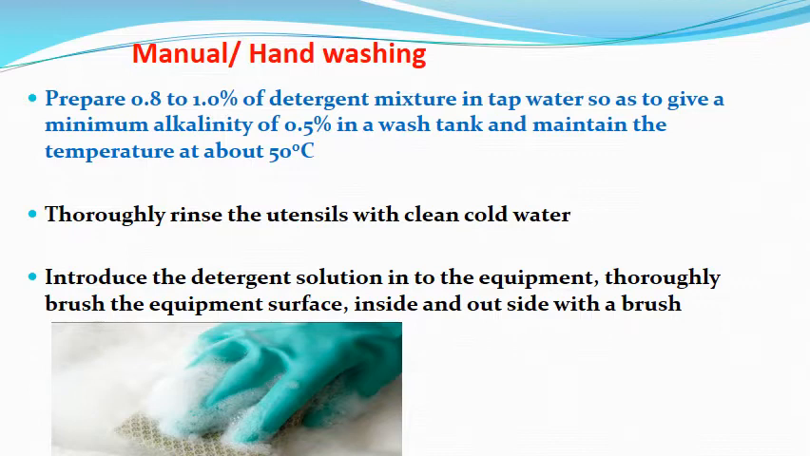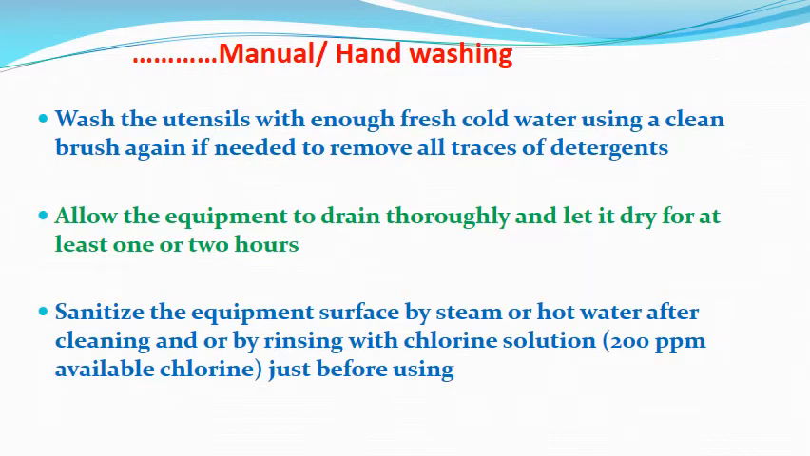And then introduce the detergent solution into the equipment. Thoroughly brush the equipment surface, inside and outside, with a brush. So this is the first part of manual or hand washing of any equipment or any can or any other utensils. Then, in continuation, wash the utensils with enough fresh cold water, using a clean brush again if needed, to remove all traces of detergent. So first there is cleaning with the detergent solution and then one more washing if required.